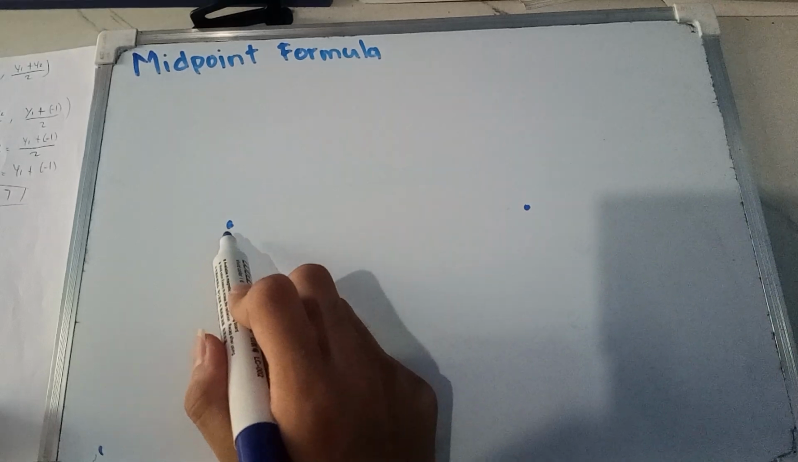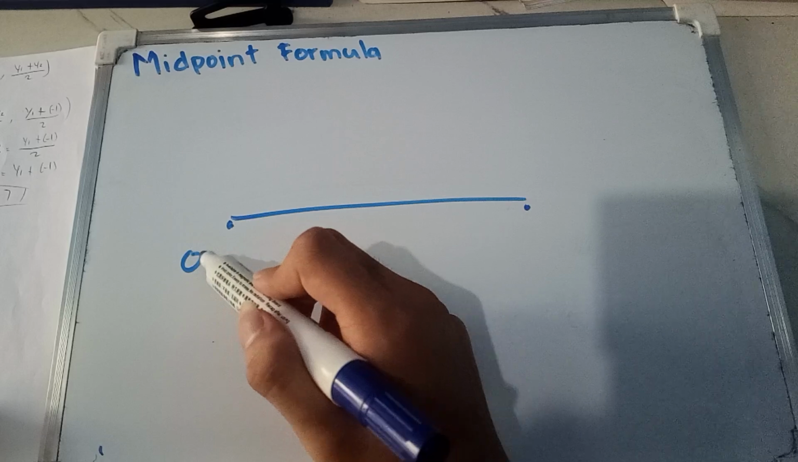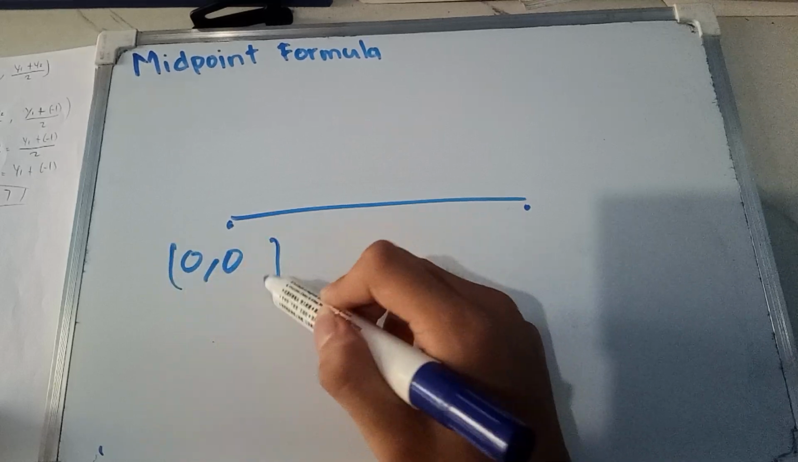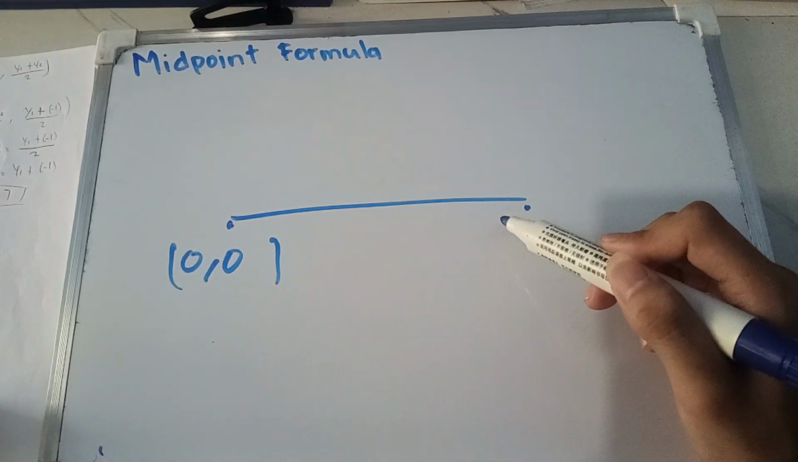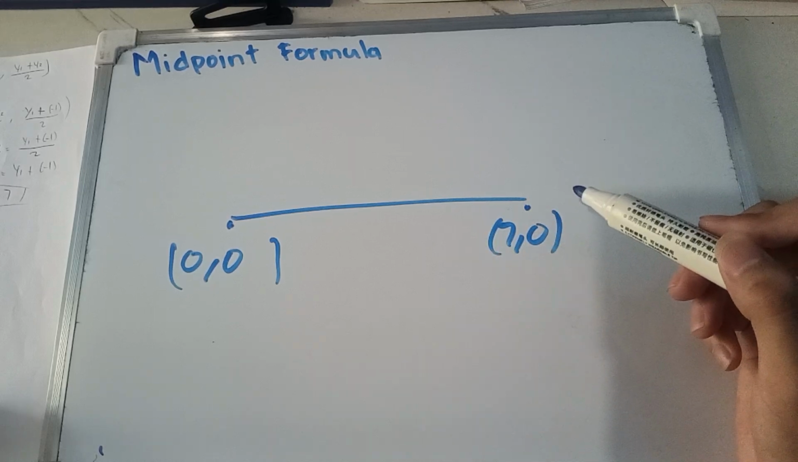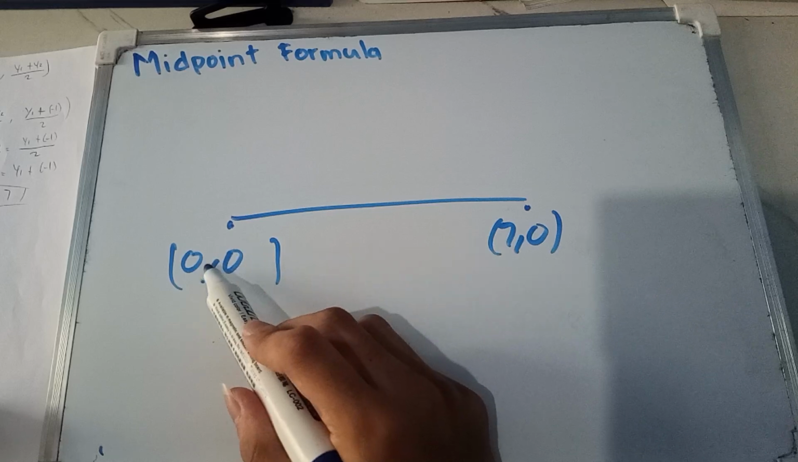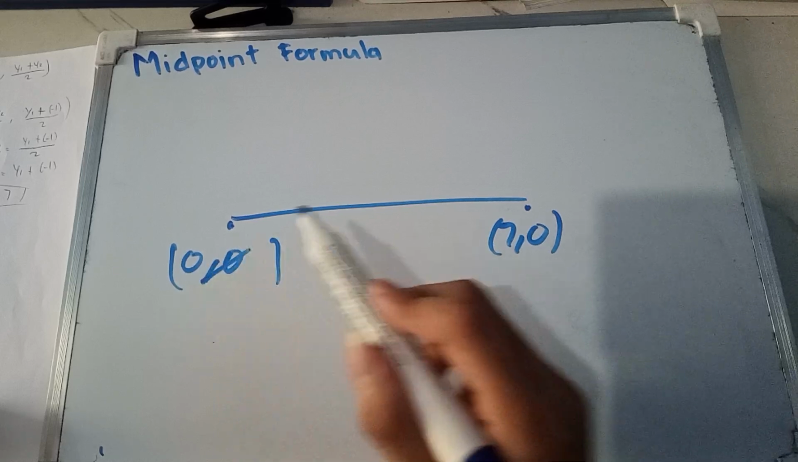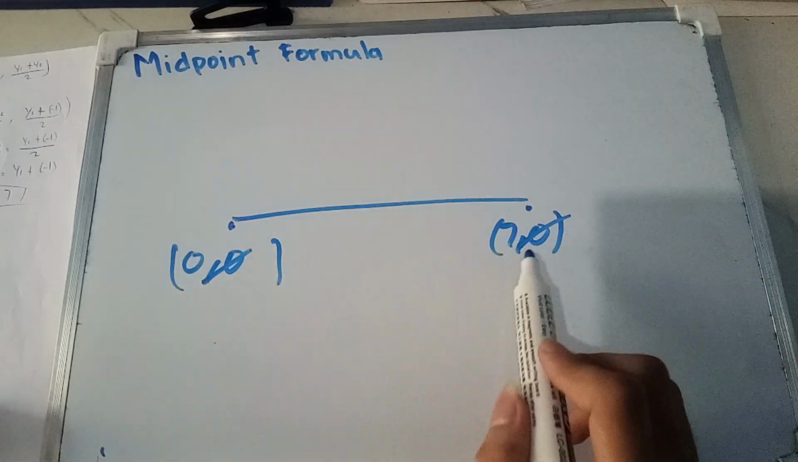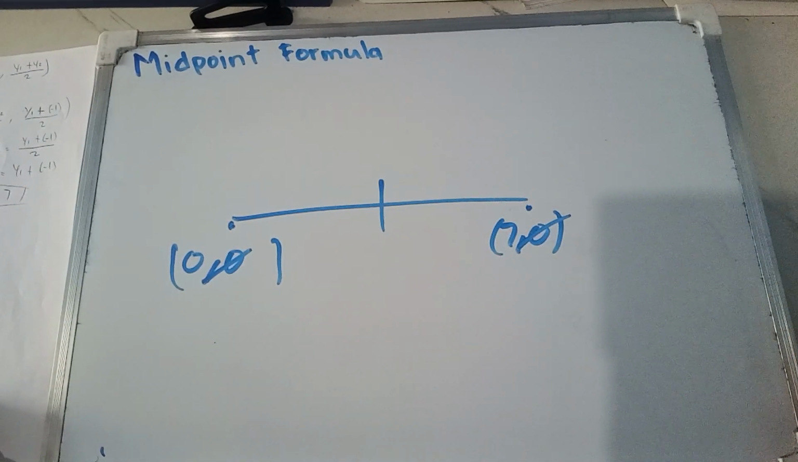Let's say this is 0, 0, and this is 7, 0. Now we disregard the y component since it is horizontal, and we will focus on 0 and 7. Now, how do you find the value of the midpoint here?